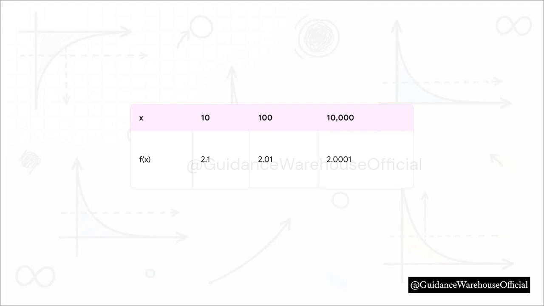And we can prove this pizza analogy mathematically too. Check out the numbers here. As we plug in bigger and bigger values for x, 10, 100, 10,000, watch the output. It drops from 2.1 down to 2.001. The function gets arbitrarily close to 2. It never perfectly hits it. But as x rockets off to infinity, our limit locks dead onto 2.